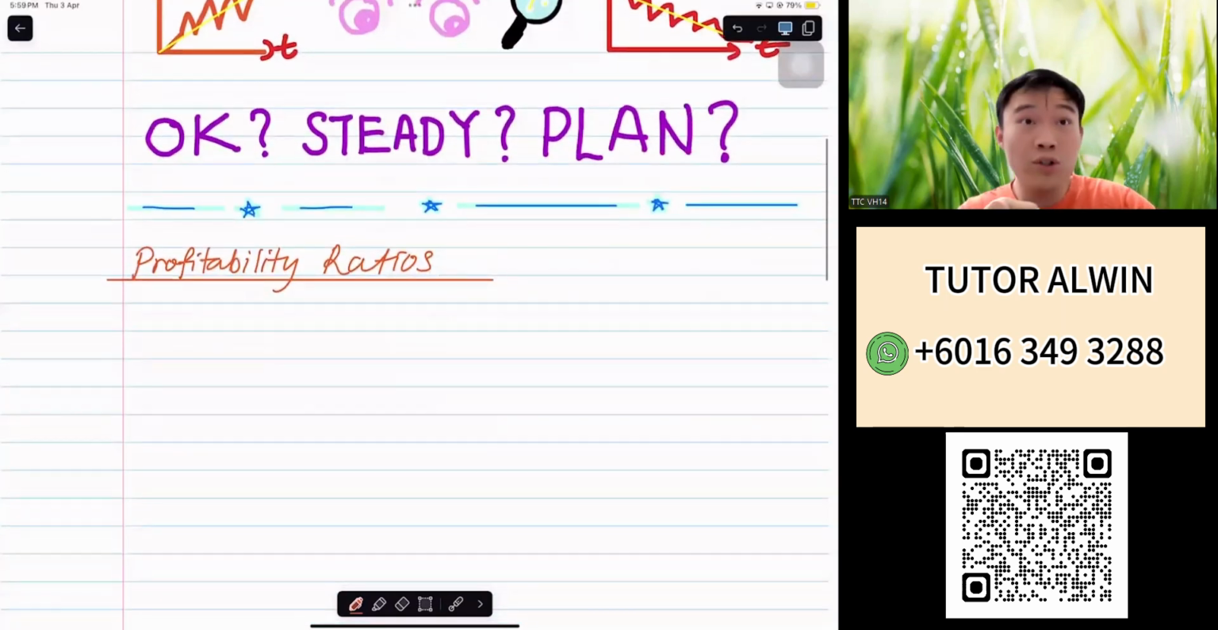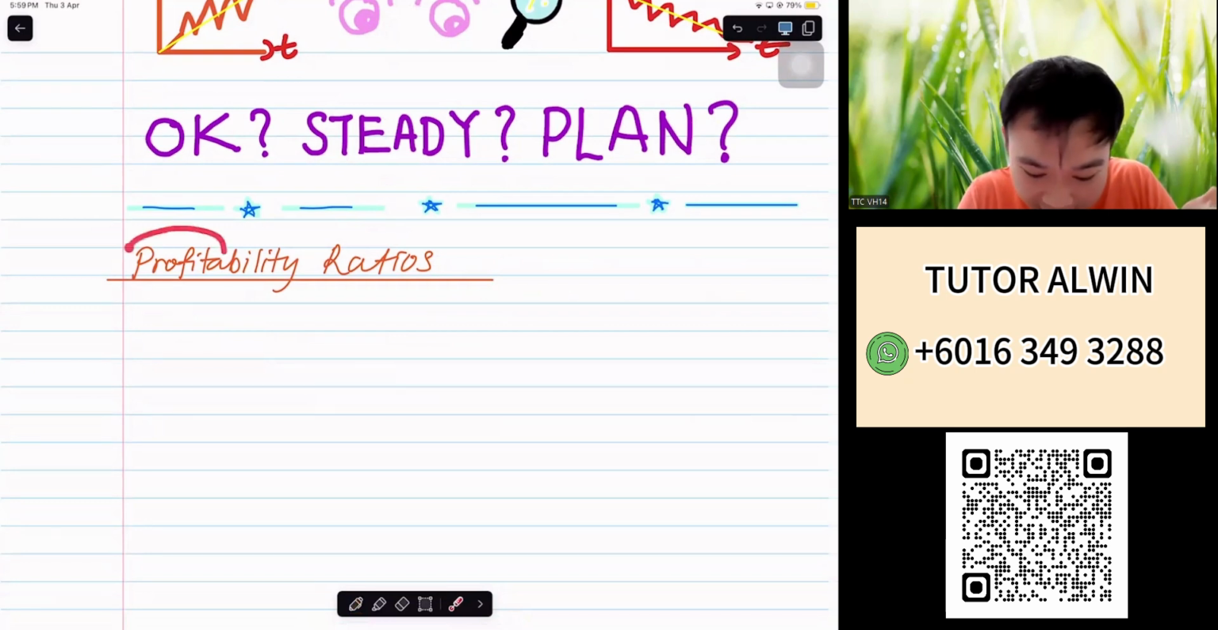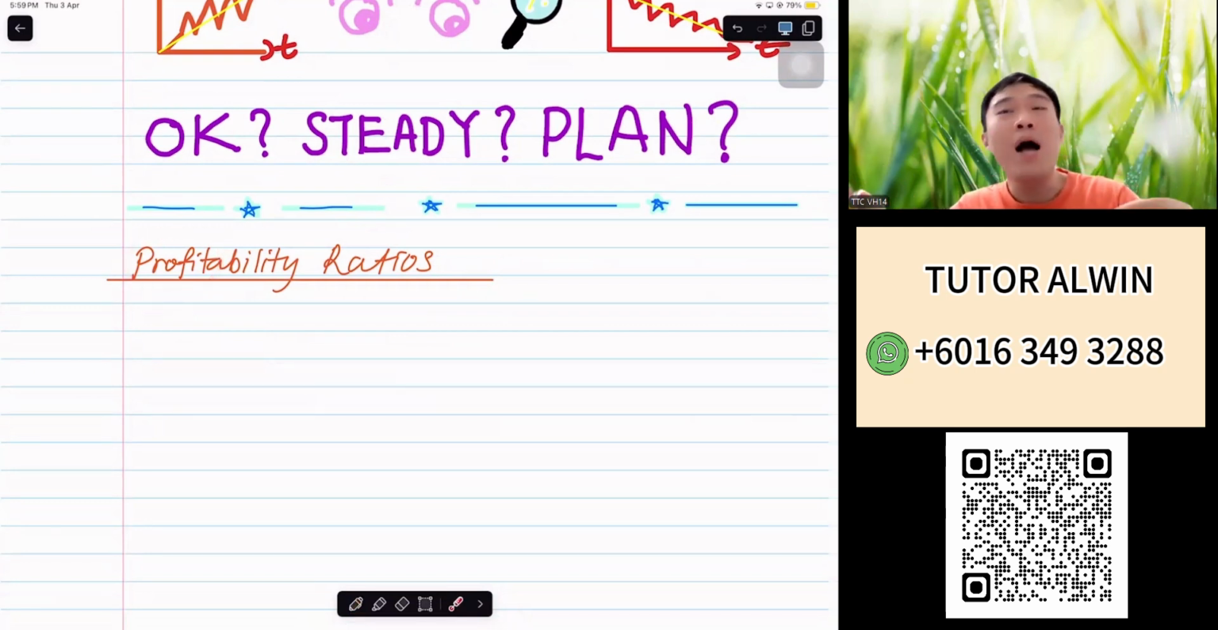Profitability ratios show our profit. Its name already suggests that. How good is our profit? How are we managing our income? How are we managing our sales? How are we managing our expenses?